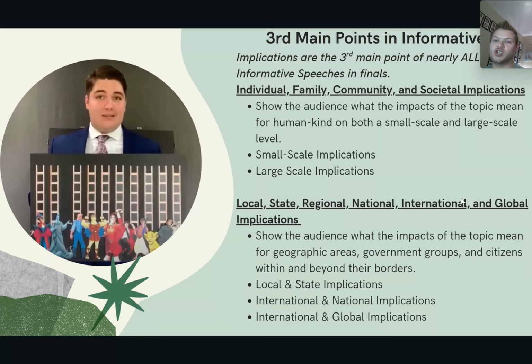Local and state implications often look at specific cities where the topic is uniquely and acutely impacting people, and comparisons of the intensity or degree of impacts that are felt between states, whereas regional and national implications include groups of states that are experiencing shared burdens or benefits, and what the impacts are for the whole United States or for all Americans. And then the international and global implications can look at how the topic is affecting countries outside of the United States, how it is shaping the relationships or the interactions between countries, and how the topic is harming or benefiting humanity all over the world.